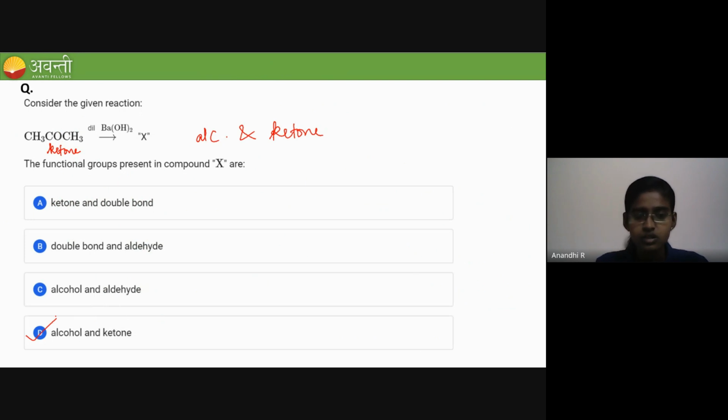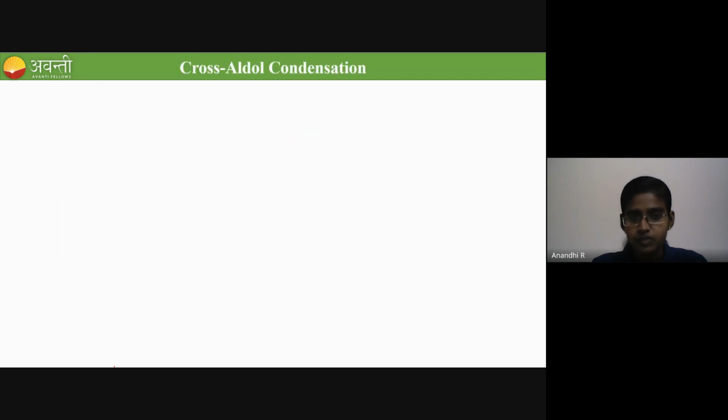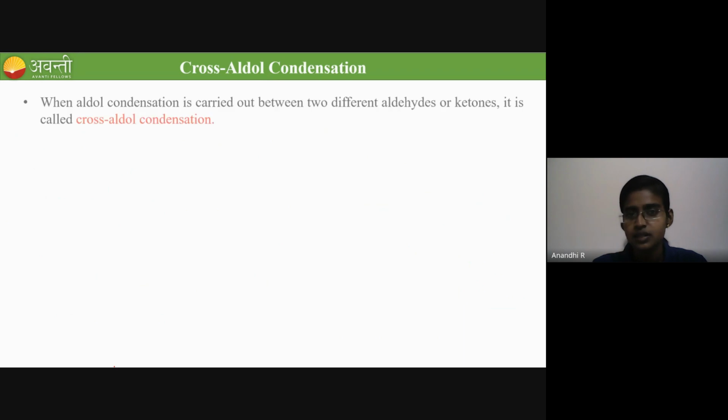So you have to see very clearly. You should not just pick this answer. There is a chance of selecting option C. You have to see the reactant properly and then select the correct answer, which is D here. Okay, fine. Then next we'll go for cross-aldol condensation.